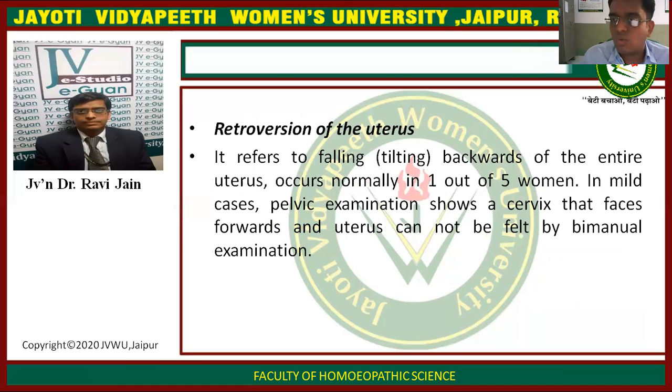Third one is the retroversion of the uterus. It refers to falling or tilting backward of the entire uterus. It occurs normally in 1 out of 5 women. In mild cases, pelvic examination shows a cervix that faces forwards and a uterus that cannot be felt by bimanual examination. So this is all about the abnormalities of the uterus.